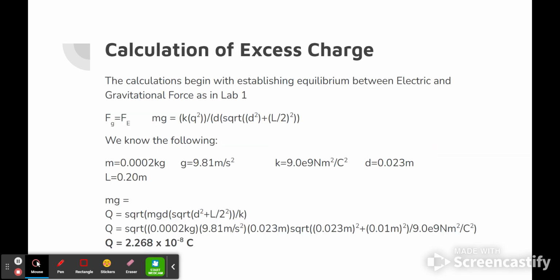Now moving on to the calculation of excess charge. We used the equilibrium equation where we equated the force of gravity to the electrical force. So here you have mg equal to the Coulomb's law equation for a line charge. Below that, I've listed the common values that we need to calculate the excess charge in a tape. After plugging all those in, we got a value of 2.268 times 10 to the negative 8 coulombs.